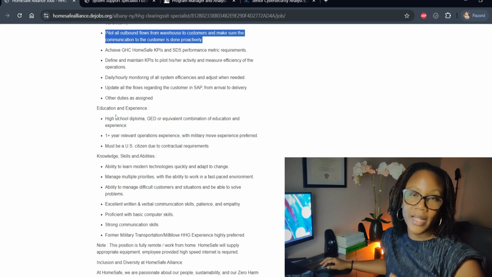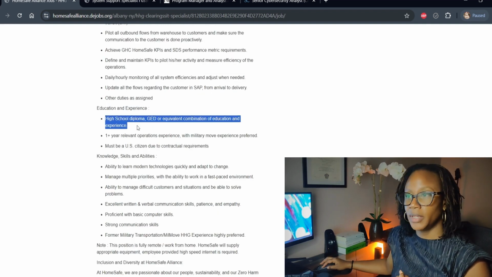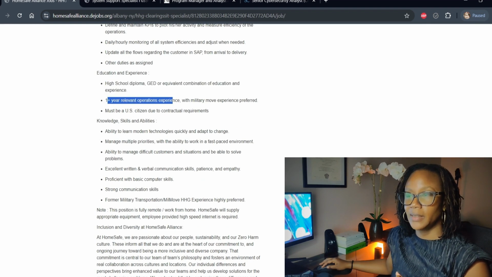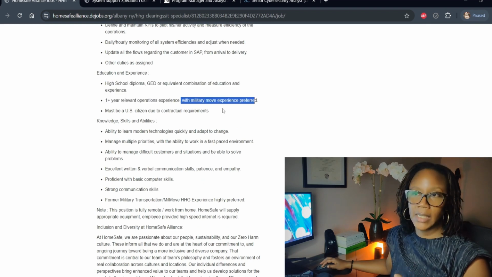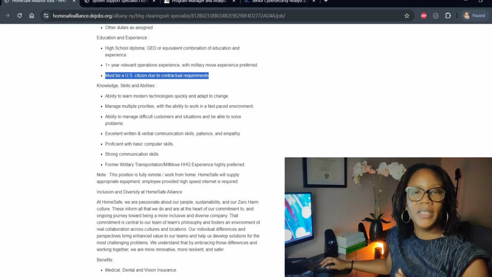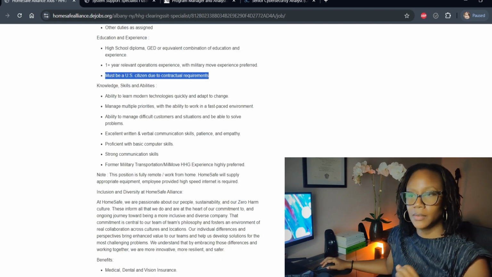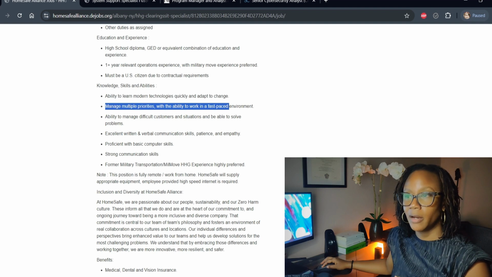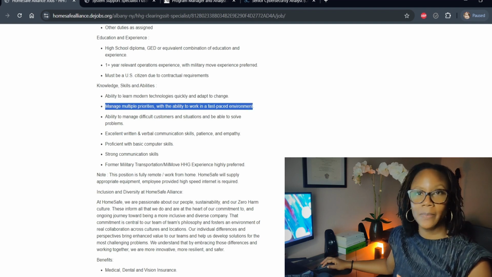Note under the education requirements, all you need is a high school diploma with 1 year of experience. Since this agency is involved in government, you have to be a US citizen. Moving down to the key skills they're looking for, you have to be able to learn the technology quickly, manage multiple priorities, and work in a fast-paced environment.